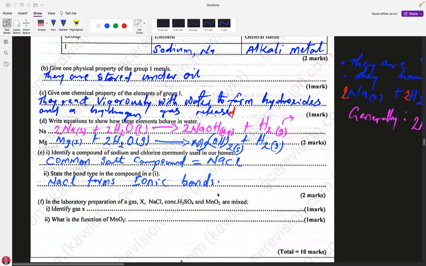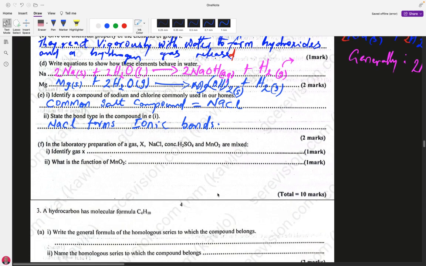Now, the F section of the question says, in the laboratory preparation of a gas X, sodium chloride, concentrated sulfuric acid, and manganese(IV) oxide are mixed together. Identify the gas X that is being produced.